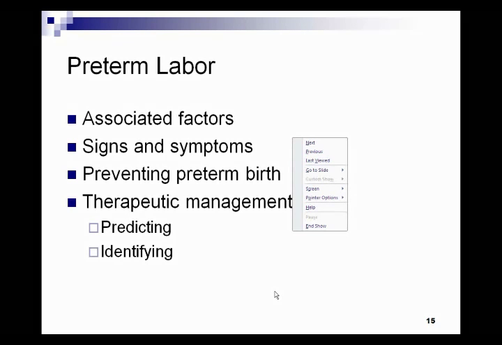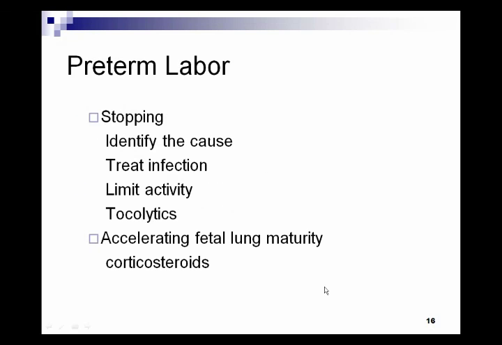So how are we going to identify the preterm labor? First is frequent prenatal visits. That is the main way that we're going to do that. So suppose we do have someone in preterm labor, how do we stop it? Once the diagnosis of preterm labor is made, management focuses on stopping uterine activity before the point of no return, and that's usually 3 centimeters.